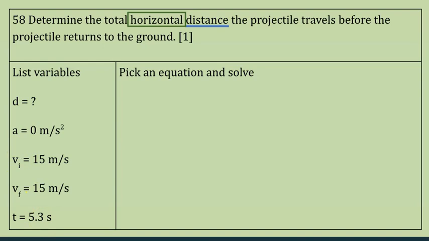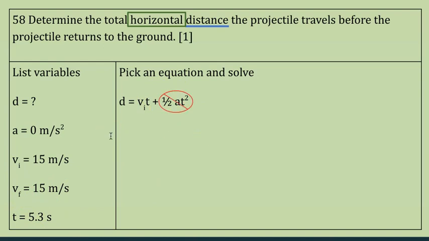To pick an equation, there's more than one that we could use because we have a lot of variables, but I'm going to pick this equation. D equals VIT plus 1/2 AT squared. And the reason I picked it is because I'm looking for distance or displacement, and I have all these other variables. I even have VF, which I'm just going to not use, which is totally fine.